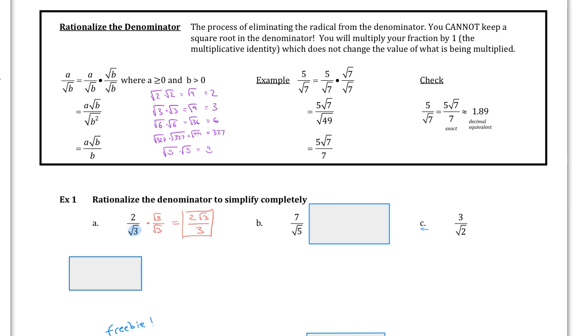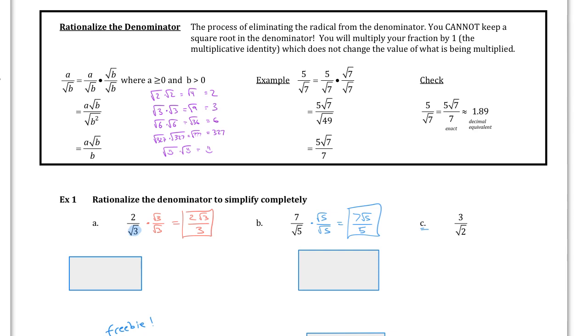Square root in the bottom, you just multiply the top and the bottom by that square root. So let's look at the second one, problem B. I'm going to multiply the top and the bottom by root 5. On the top, I'm going to get 7 root 5. And on the bottom, I'm going to just get 5. Root 5 times root 5 is just 5. We could go through that whole process of root 25, and then that's 5.